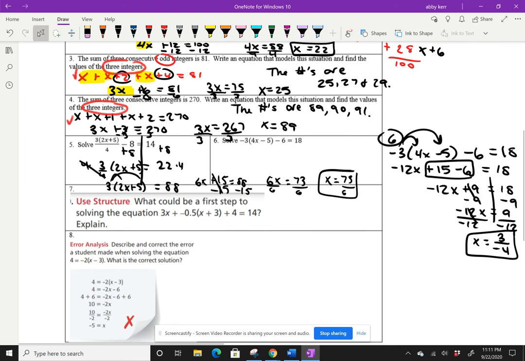All right. For number 7, it says, what could be the first step? So there's so many different first steps. You could minus 4 on both sides, or you could distribute. If you want to distribute that negative sign and make it negative 0.5x and negative 0.5 times 3, you're allowed to do that. So it's really up to your option, which would be a minus 1.5. So whatever way you choose is fine.